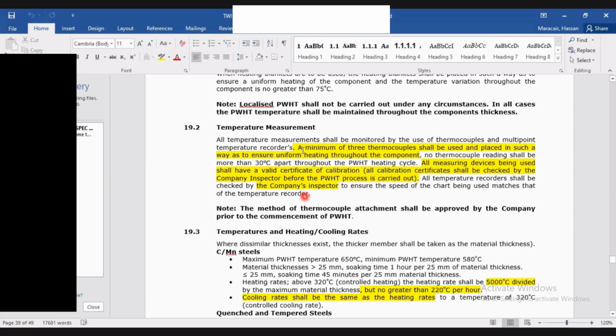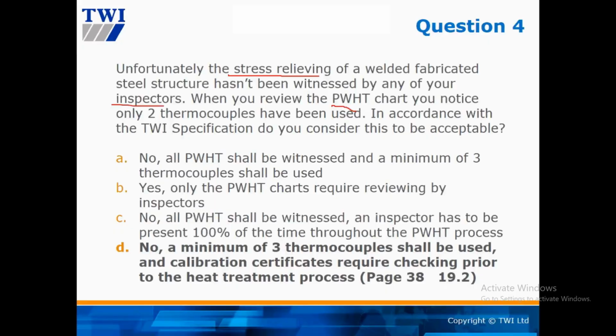So here they mention about a minimum of 3 thermocouples. So that will give us the answer of D.